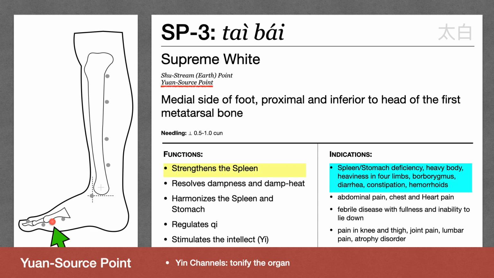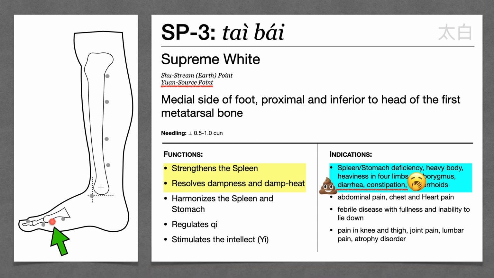Spleen 3 is the Yuan source point, and on yin channels, Yuan source points tonify. So spleen 3 tonifies the spleen. And because one of the functions of the spleen is transforming dampness, by tonifying the spleen, this can have an effect of resolving dampness. And something you might notice here that's a little strange, spleen 3 is indicated for both diarrhea and constipation. The idea here is, usually we say that spleen qi deficiency causes loose stools and diarrhea, but another possibility is that there's just not enough qi to activate the bowels and move the stool. So when we say that spleen 3 treats constipation, we mean constipation due to qi deficiency.